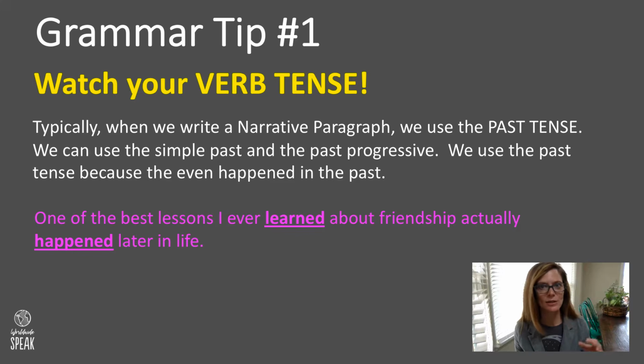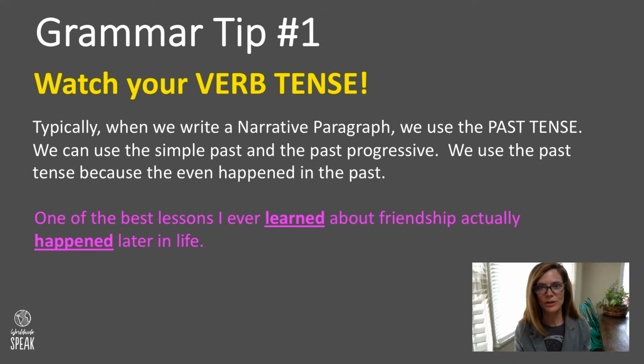For example, let's take a look at this sentence. One of the best lessons I ever learned about friendship actually happened later in life. I bet you recognize that sentence. It's our topic sentence. And the verbs that I used in the topic sentence are in the past tense: learned and happened. These signal to the reader, hey, this story happened in the past.